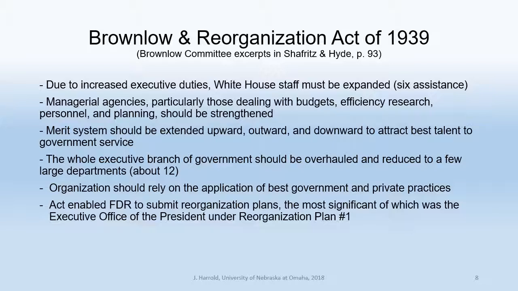Okay, here's how the Brownlow Committee and the Reorganization Act of 1939 connect with each other. The Brownlow Committee issued its report to Congress. Congress passed the Reorganization Act of 1939. There is a bit of a misunderstanding about what happened in 1939.